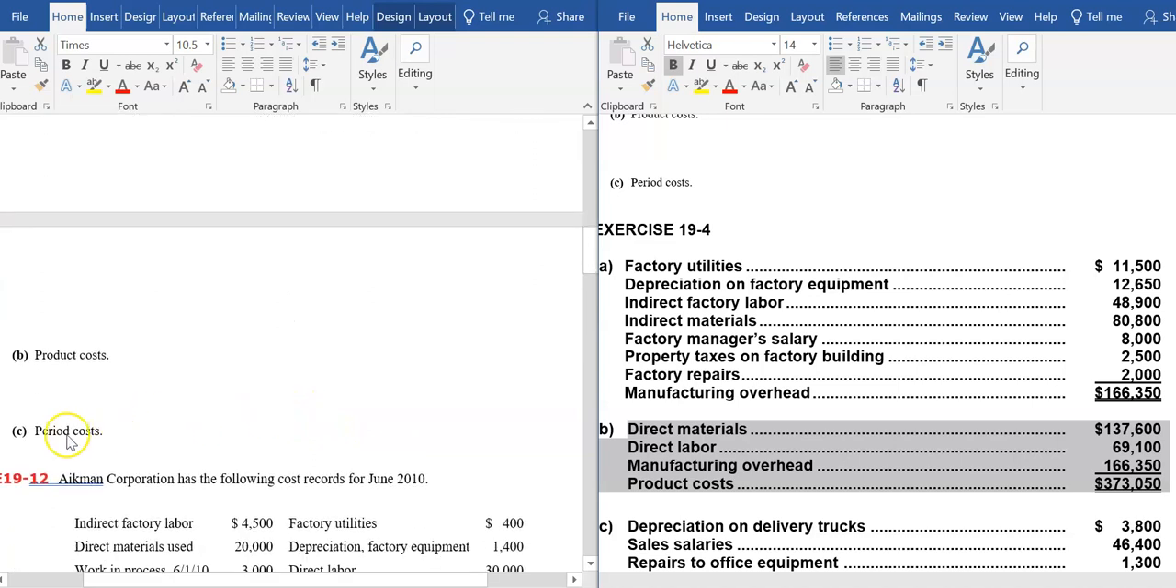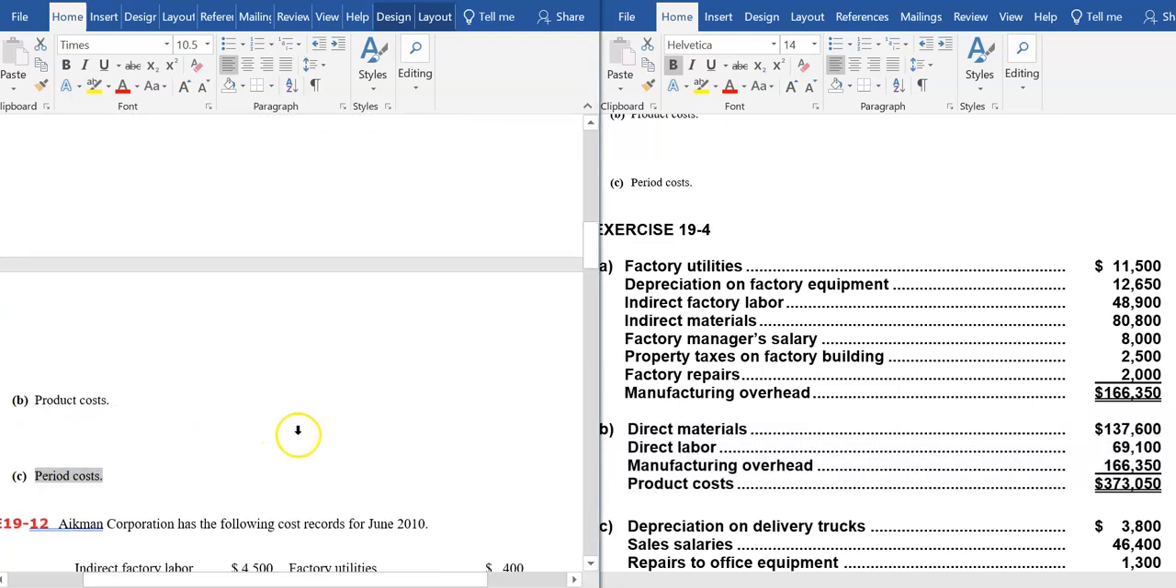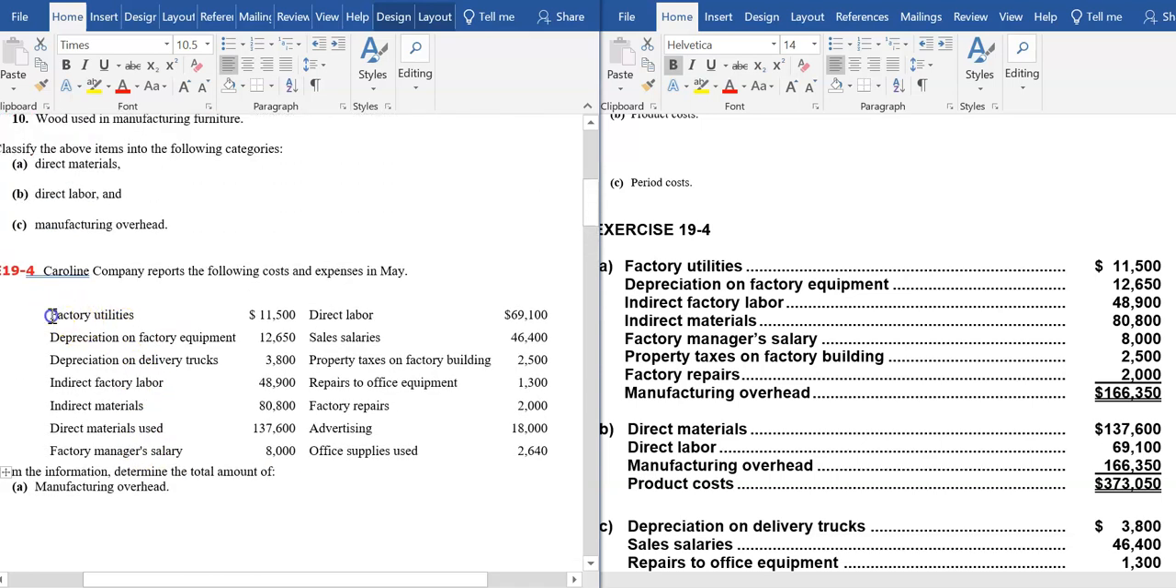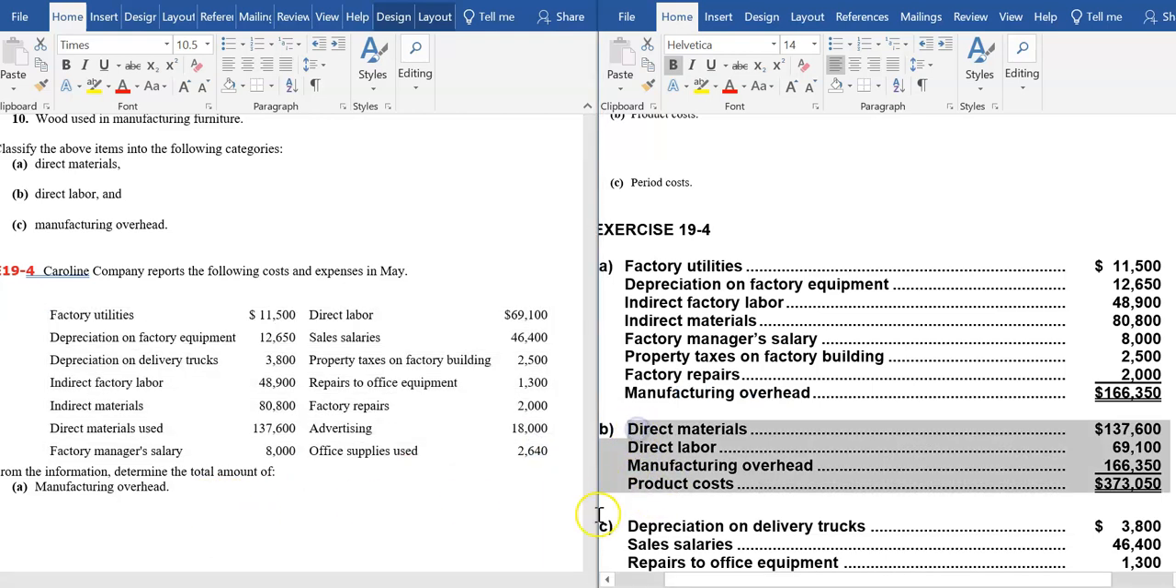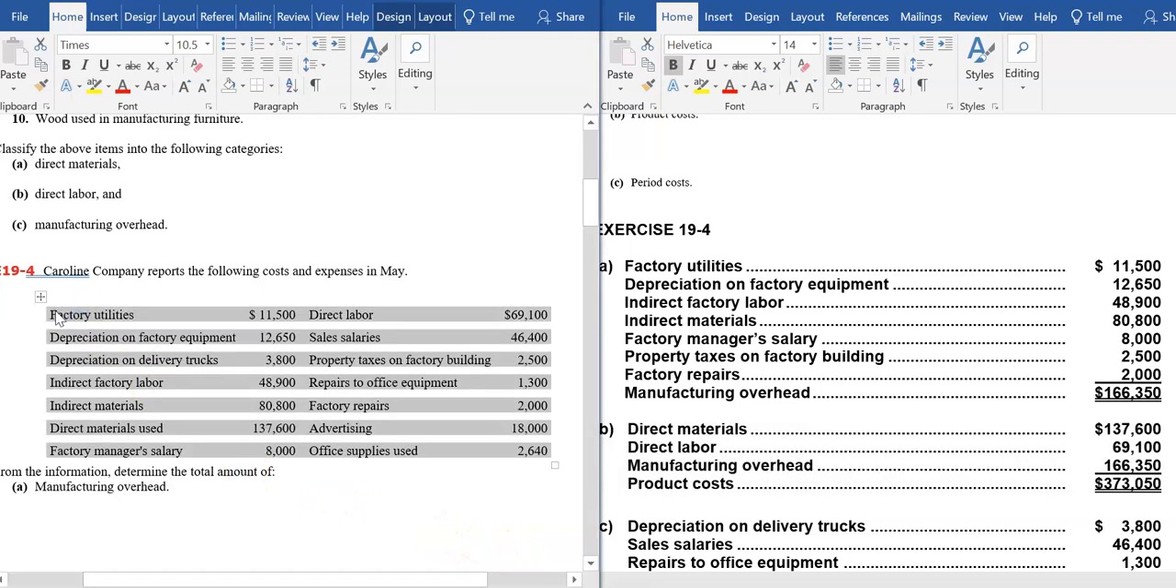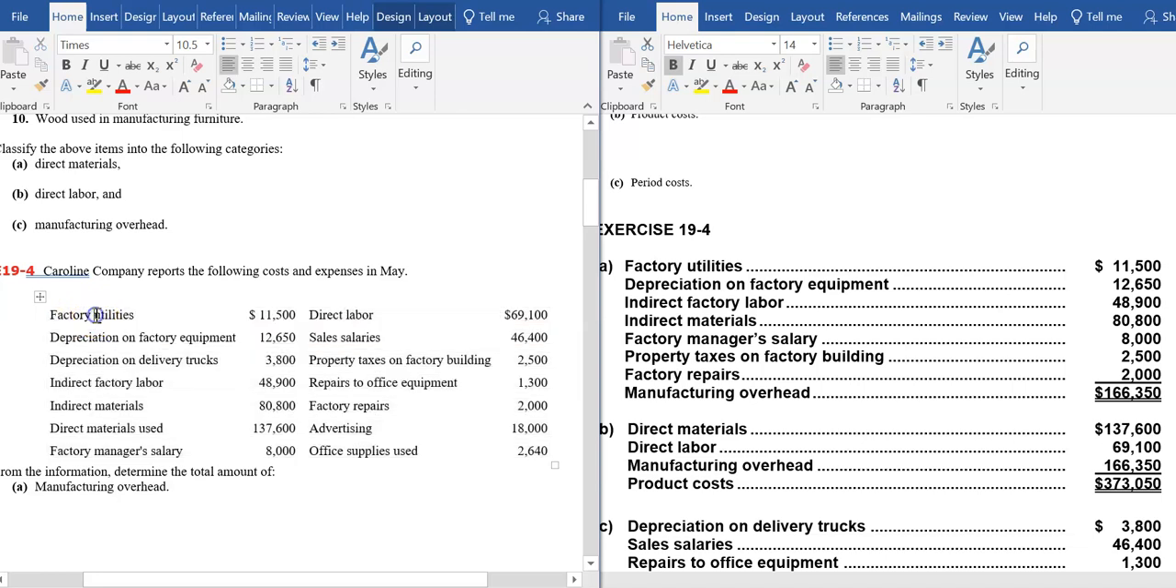The last item they want us to come up with are the period costs. Remember, all of these costs are classified either as product or period, and then the product costs were further classified as materials, labor, or overhead. In the biggest picture, product versus period. Product costs are going to be anything having to do with the factory or anything to do with making the product.